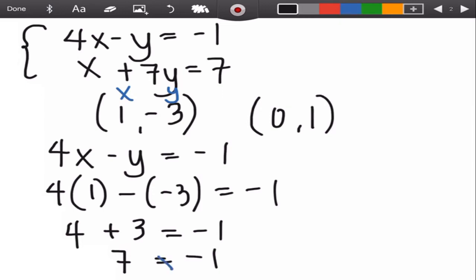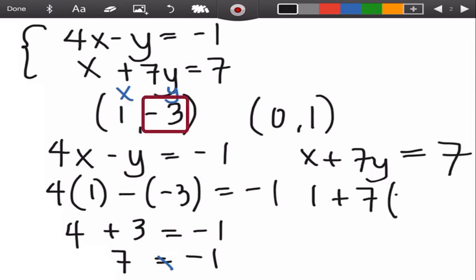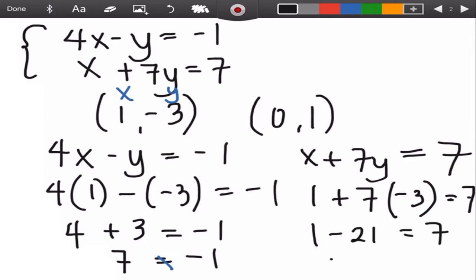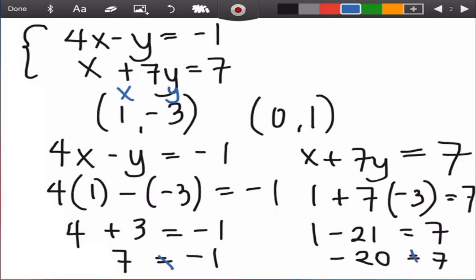How about in the second equation? So we have x plus 7y equals 7. So x is 1 plus 7 times negative 3 equals 7. So we have 7 times negative 3, that is negative 21, equals 7. So we have 1 minus 21, that is negative 20, equals 7. Still, this is not true. So we need to have two true answers to make it part of the solution.